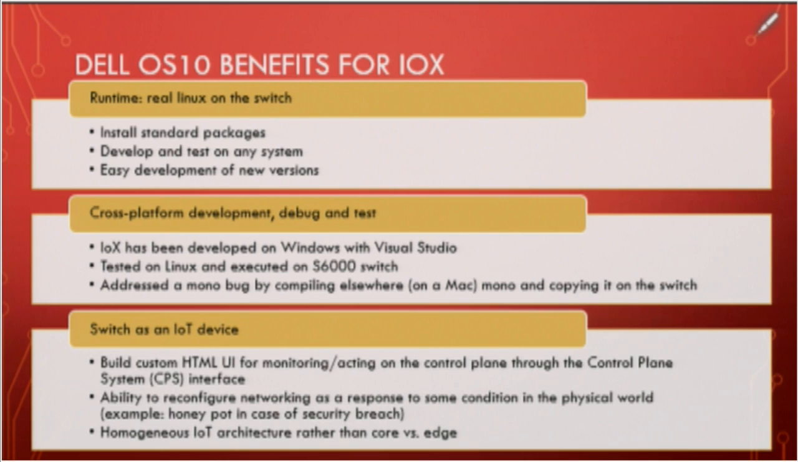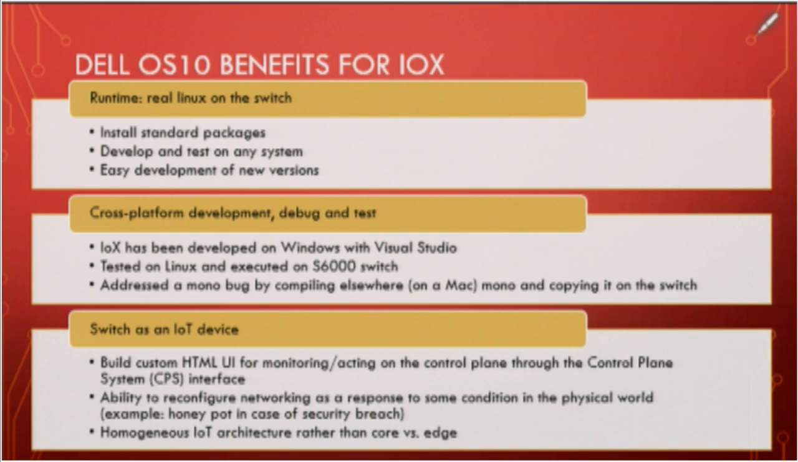So why is this interesting for the OS10 operating system? First of all, it's been incredible for me as a programmer to deploy on top of a full Linux switch, with a full Linux prompt to work with. I was able to develop and test on any system, and it was easy to install the packages. Particularly the mono package, which was crucial for me, was installed in minutes, whereas in my experience with other operating systems it was a nightmare. Here it was just apt-get install mono-complete, and it was up and running in minutes.